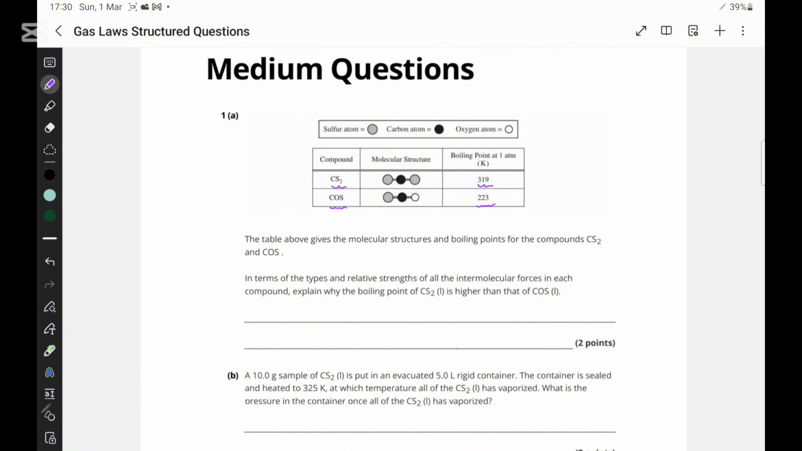CS2 has only London dispersion forces. This one is having only London dispersion forces, while this one is going to have two forces. The one is London dispersion force, and the second is going to be dipole force.